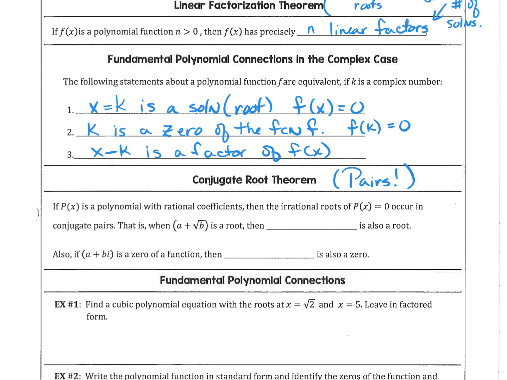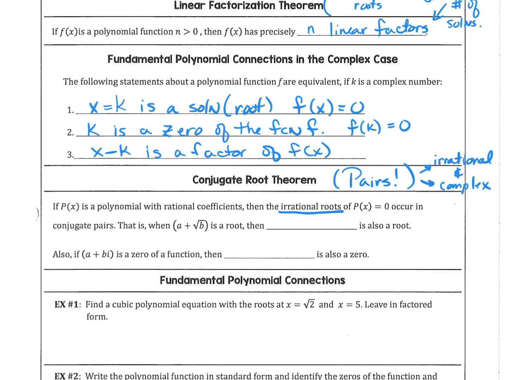Okay. So let's look at what we've got going here. All right. So if we have a polynomial with rational coefficients, irrational roots occur in conjugate pairs. Okay, so irrational roots occur in conjugate pairs, and complex roots also happen in conjugate pairs. So we have pairs for irrational and for complex. So both of those have pairs.